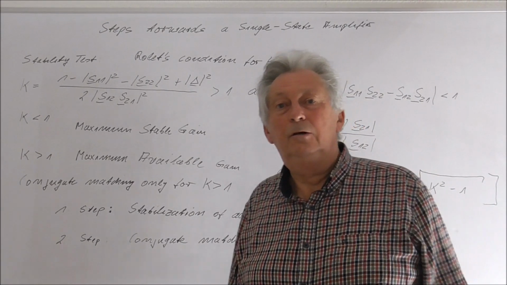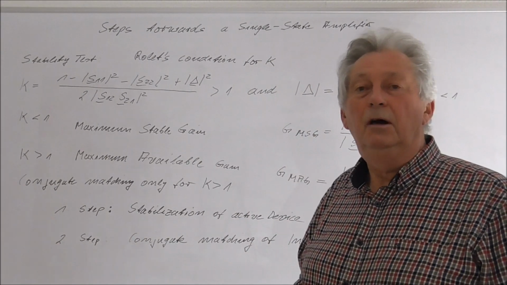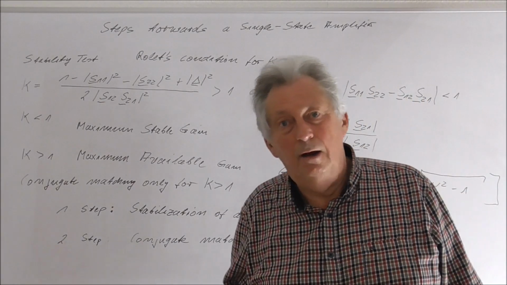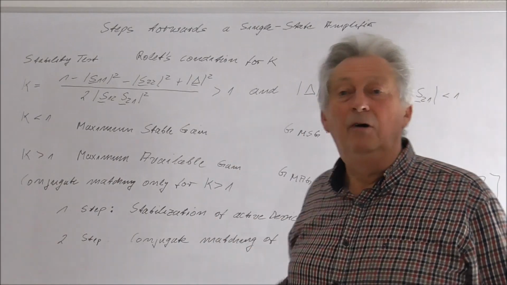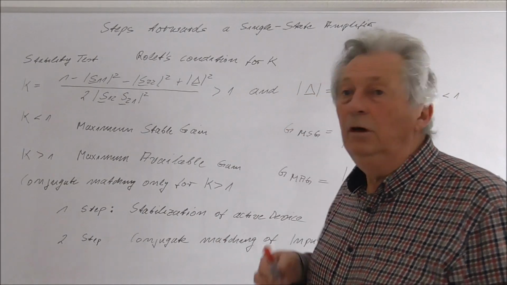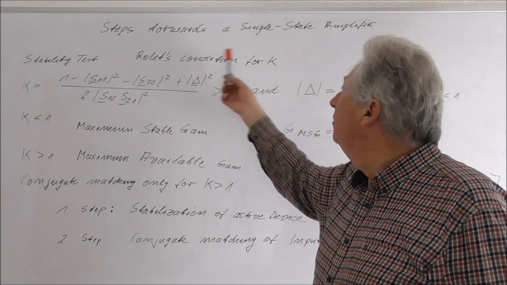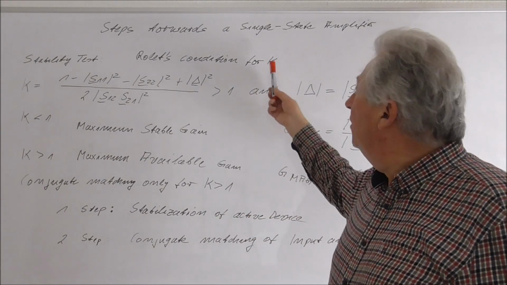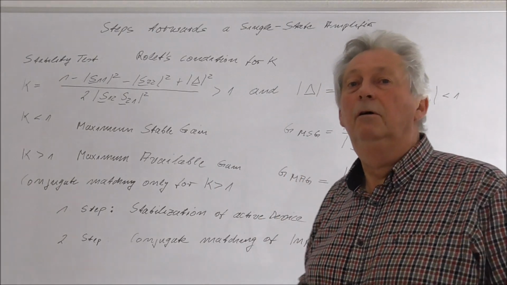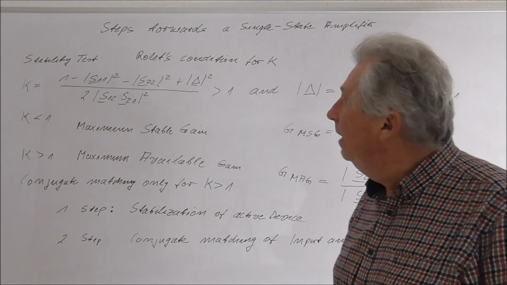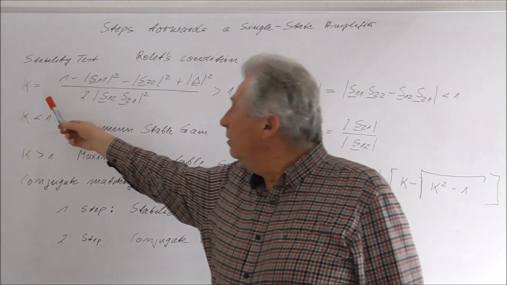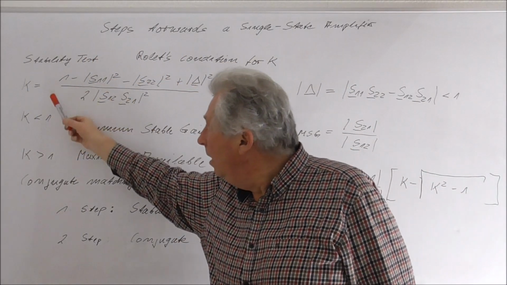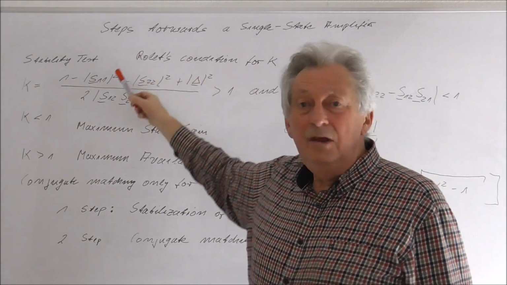So hello together. Today I want to discuss with you which steps must be performed to design a single-state amplifier. And what we learn to know, in the first step, is Rollet's stability factor K, and this is of course an important factor. The stability factor K can be calculated using this equation with the help of the S parameters.